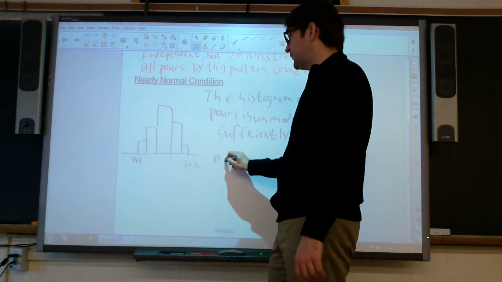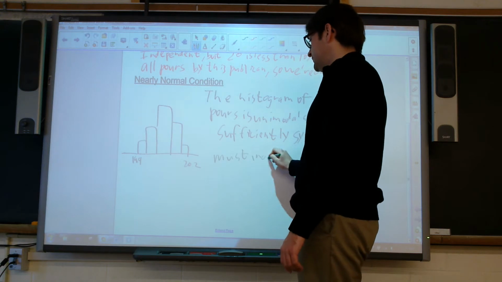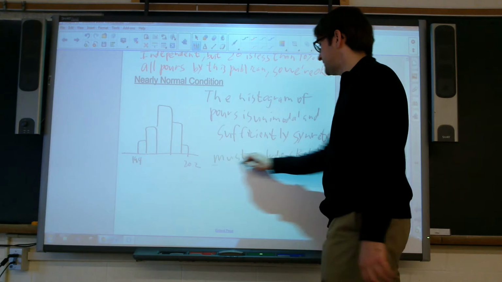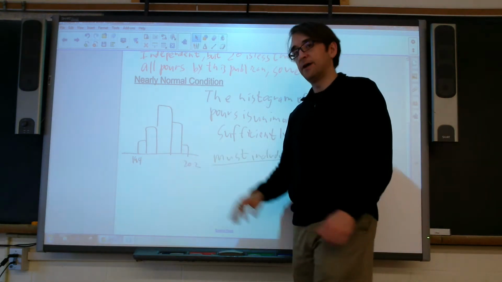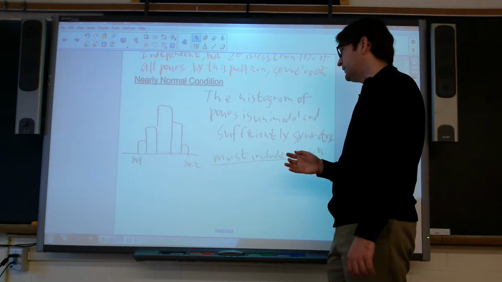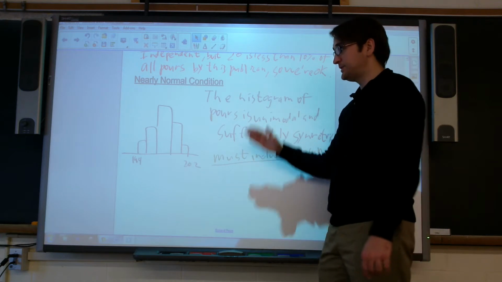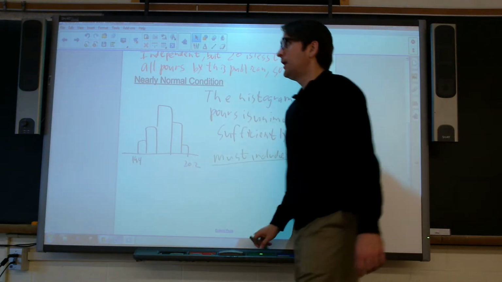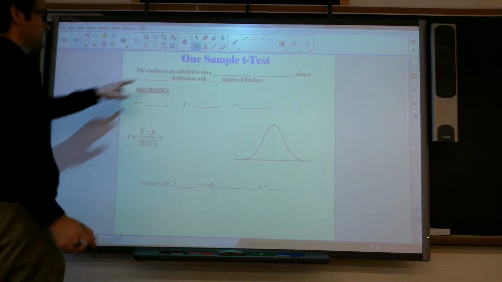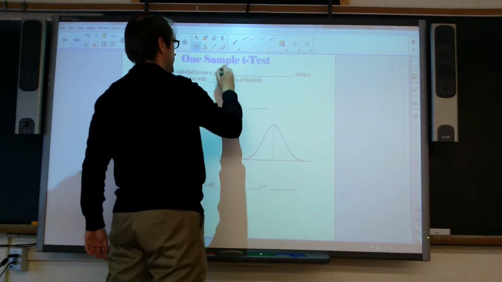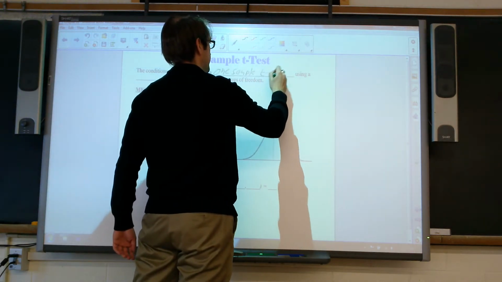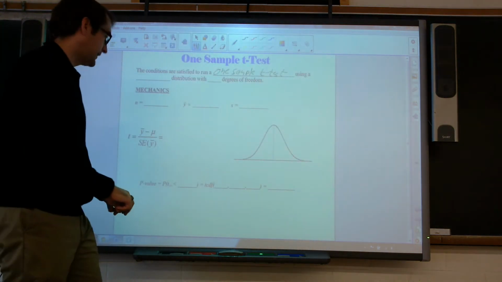You must include a sketch. This is an important point. It's not enough to just say that the histogram of pours is sufficiently unimodal and symmetric. You need to show that that's the case. All right, so the conditions are satisfied to run a one-sample t-test, as we have been calling it in class.